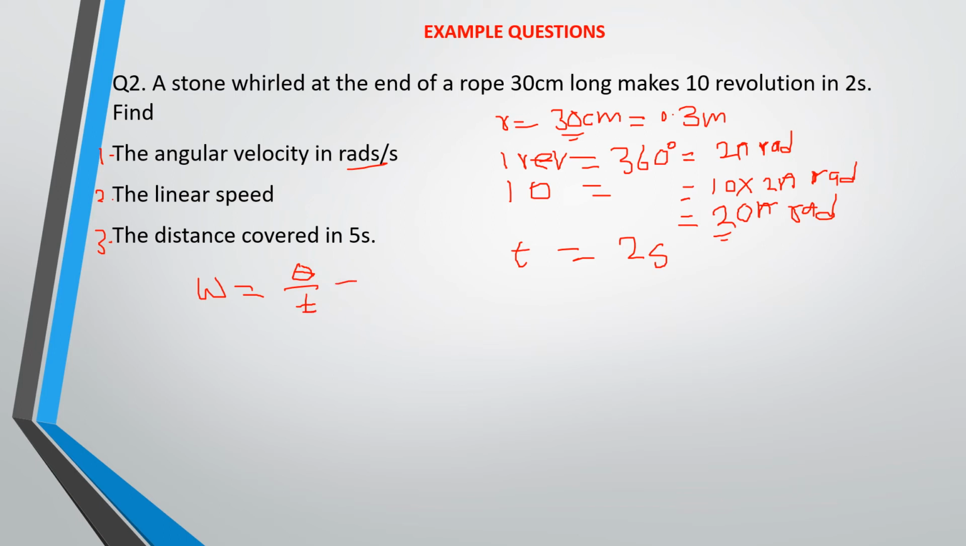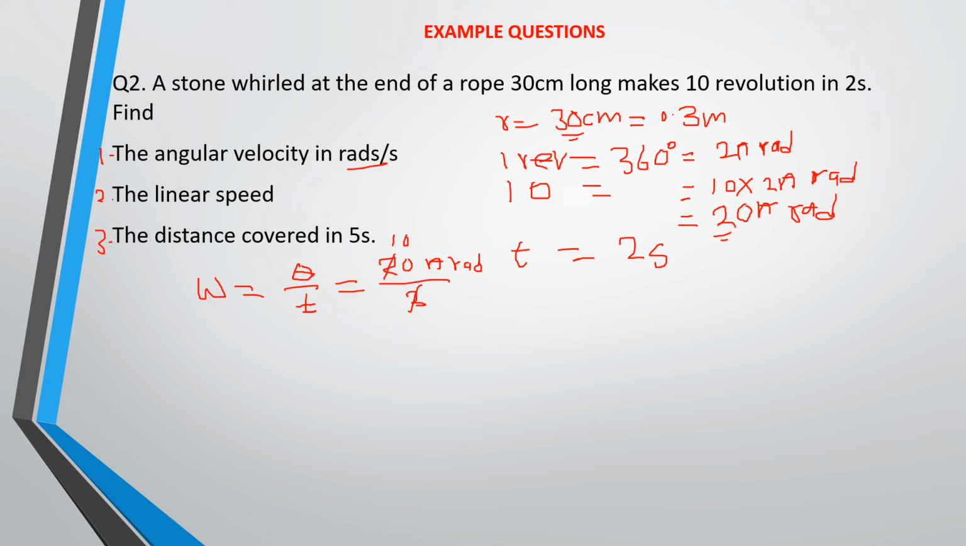So if you bring those values into here, your angular displacement is 20 pi radians, right? So that gives you 20 pi radians divided by the time. Our time is 2 seconds. So divided by 2, cancel this out, you are going to have 10 pi radians.